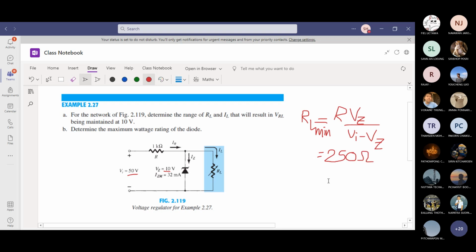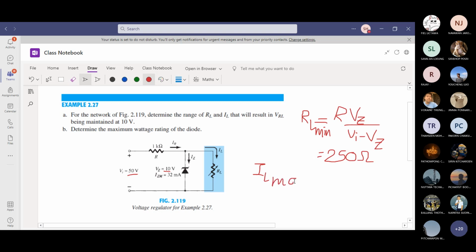If you have minimum RL, you can also get, I think, maximum IL, right? What is maximum IL when the Zener is on? IL max.